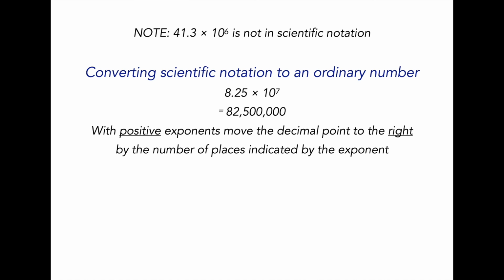First of all, let's be clear that if you see a number such as this, 41.3 times 10 to the power of 6, this is not in scientific notation, because the base, 41.3, is not between 1 and 10. So the first trick to learn is, if you have a positive exponent in a scientific notation, then to write it as an ordinary number, you simply move the decimal point to the right by the number of places indicated by the exponent. So in this example, we've moved the decimal point from immediately after the 8, 7 places to the right.